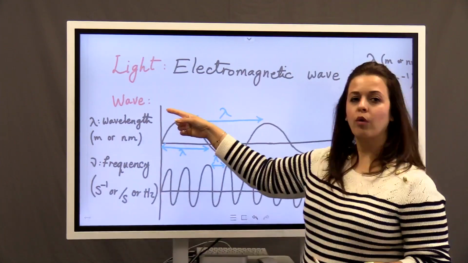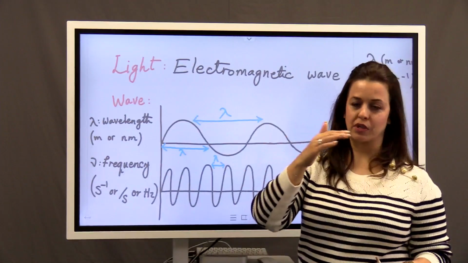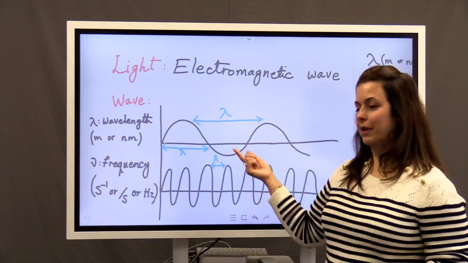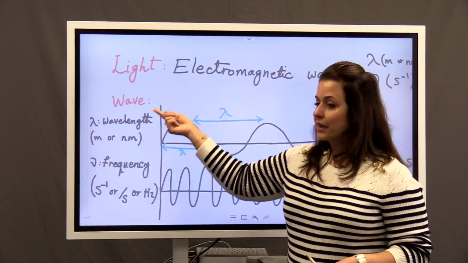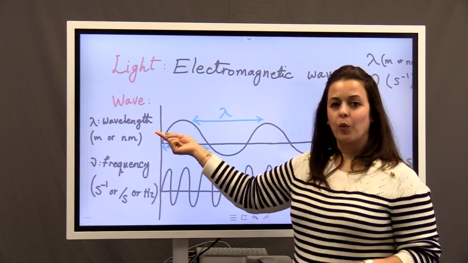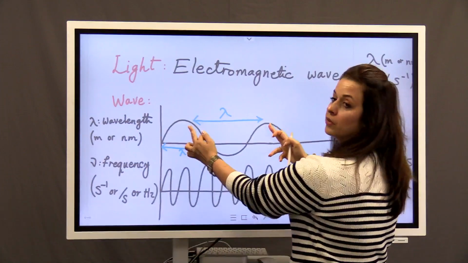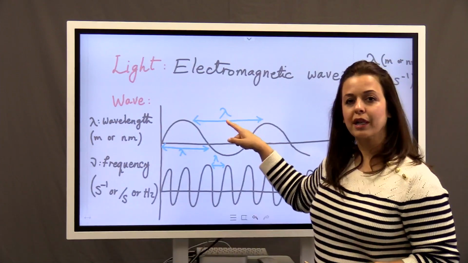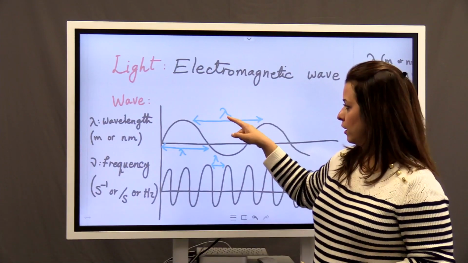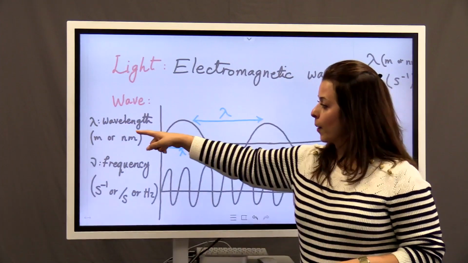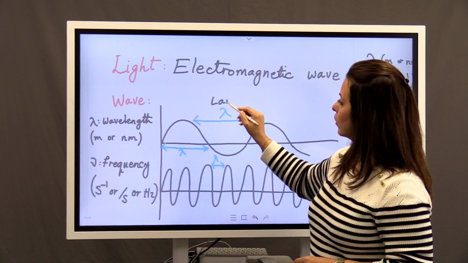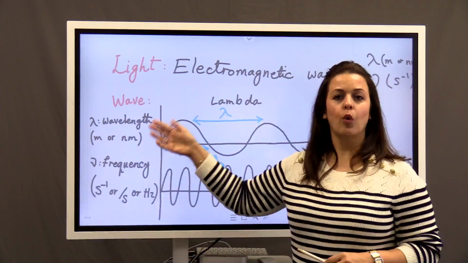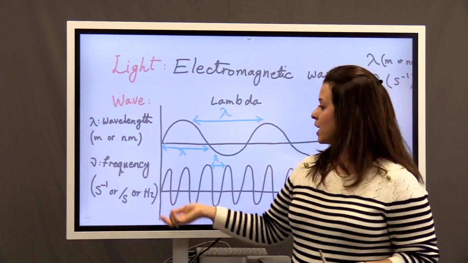So we need to know wave first. Everybody knows wave, the shape of the wave, but let's go deeper in understanding the elements in a wave. The first thing which is important for waves is the wavelength. Wavelength is the distance between the two peaks or the two troughs in a wave. We show it with the Greek letter lambda. It's this letter, we call it lambda. And the units can be either meter or nanometer because that's a distance, right?